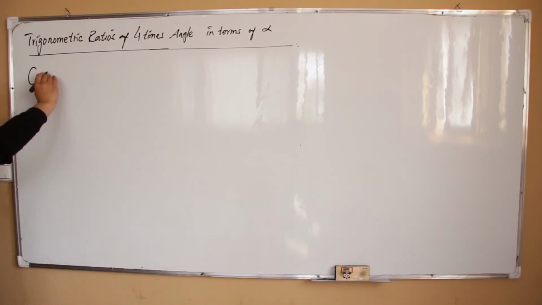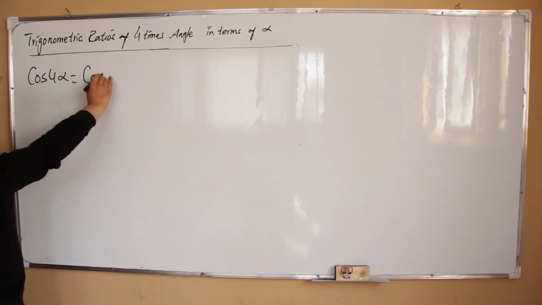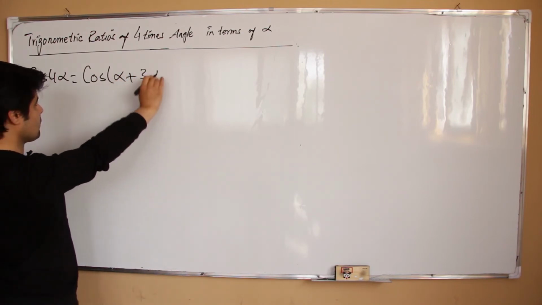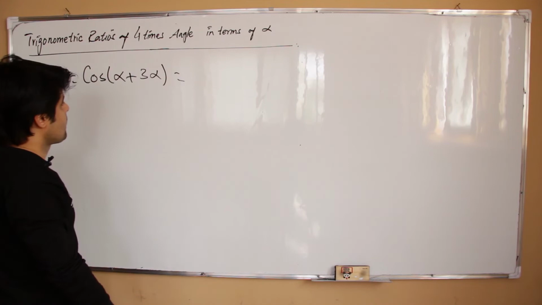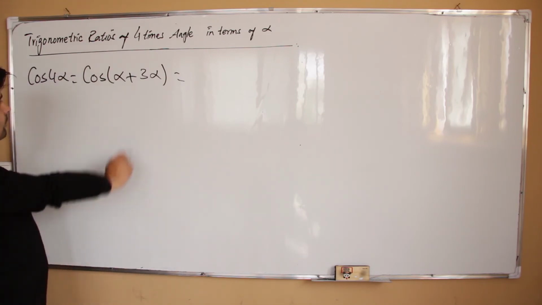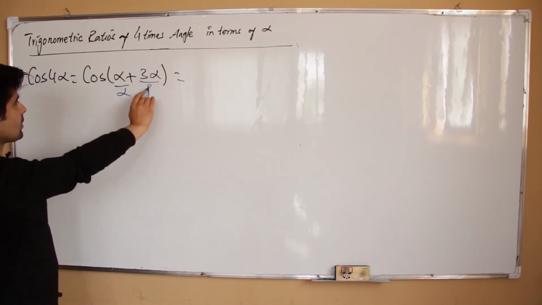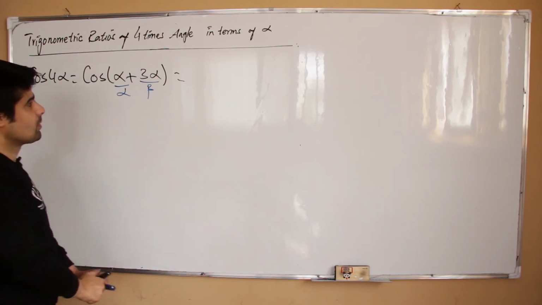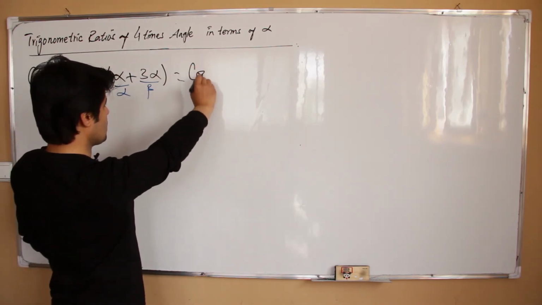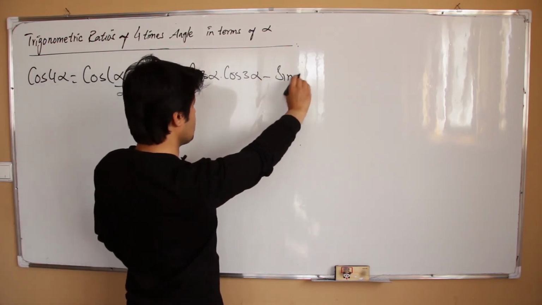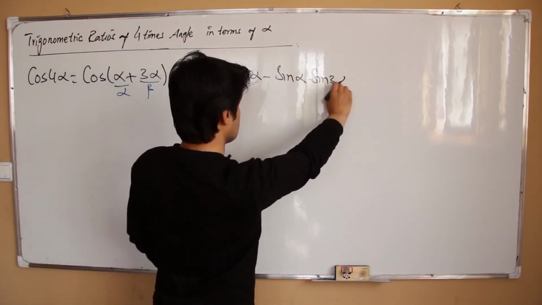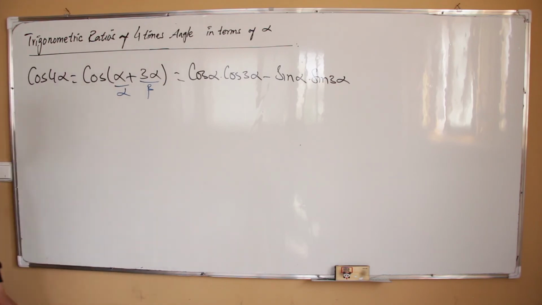Cosine for 4 alpha. Can we write this one as cosine of alpha plus 3 alpha? Right or wrong? Right. Okay. This alpha is alpha. This 3 alpha is beta. Cosine alpha plus beta. What's the formula? Cosine cosine minus sine sine. Now define 3 alpha in terms of alpha. Cosine of alpha plus 3 alpha is 4 alpha.